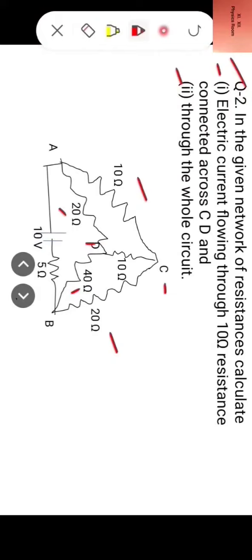Then 20 ohm comes in series with 5 ohm resistance. So the total resistance of the circuit is 25 ohm, and 25 ohm resistance is connected across a 10 volt battery. It means the current flowing is 10 by 25, that is 0.4 ampere. So IAB is 0.4 ampere. So this is how you have to solve this problem.